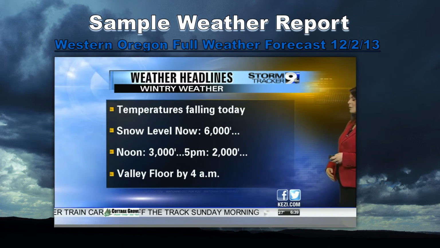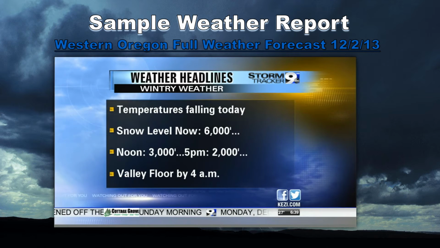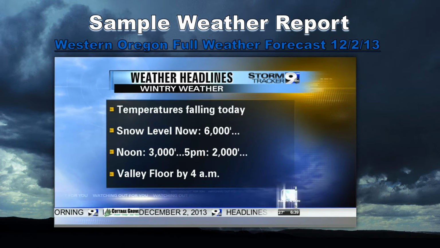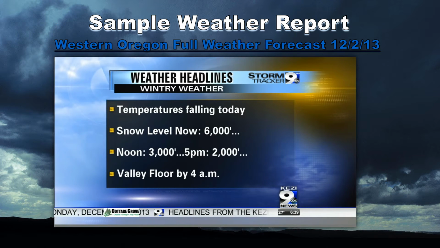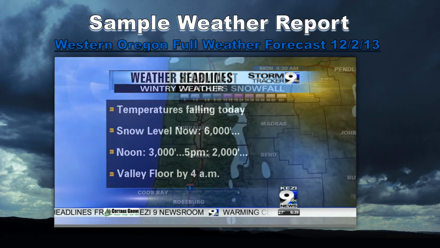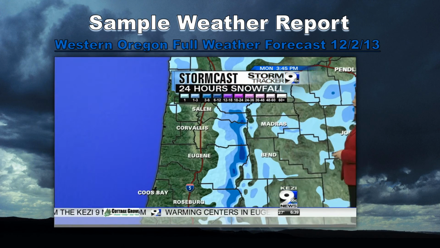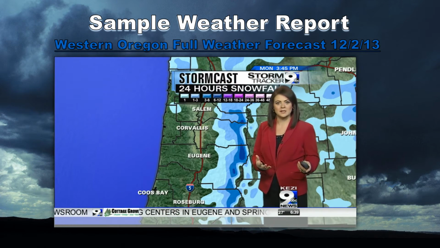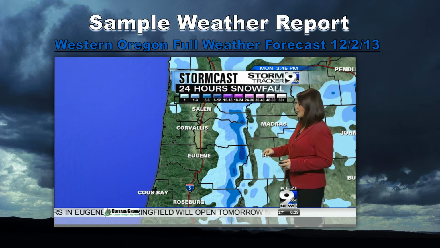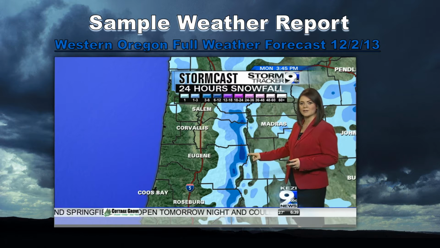So again, we're going to continue to see those temperatures falling today. That snow level right now at about the pass level. By noon, that'll drop to 3,000 feet, down to 2,000 by 5 p.m. And then again on down to the valley floor by about 4 a.m. tomorrow morning. Now, in terms of how much snow we're going to see, again, the most is obviously going to be up near the ski resorts. By 3:45 tonight, you can see they're already over 6 inches there at the ski resorts.